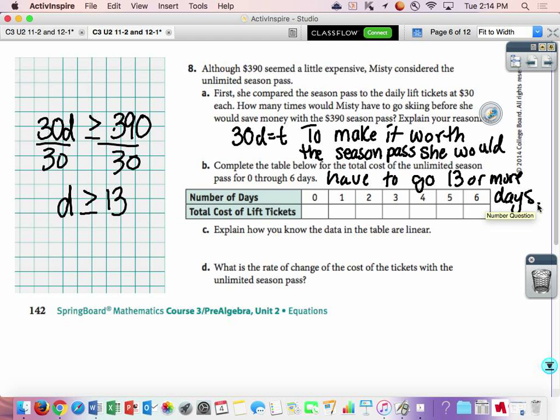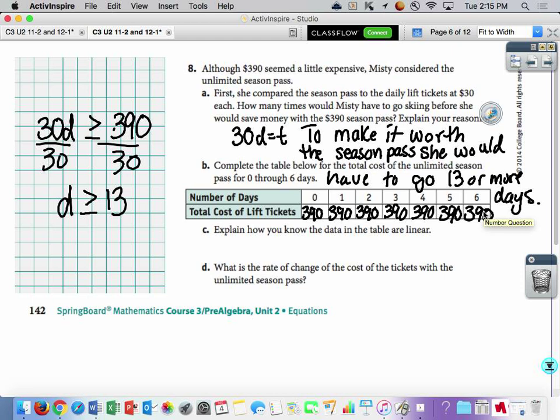Alright, complete the table below for the total cost of the unlimited season pass for 0 through 6 days. So every day she's going to be at $390. She spends $390 the first day, and since it's just that base price of $390, that's all she's spending. So day 1, still at $390. Day 2, she still only spent $390. Same for day 3, same for day 4. She's never spending any more money because that season pass is a one-time buy.